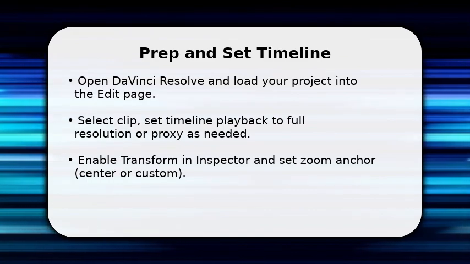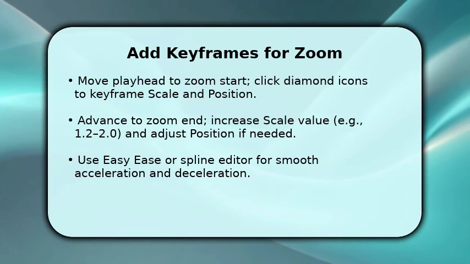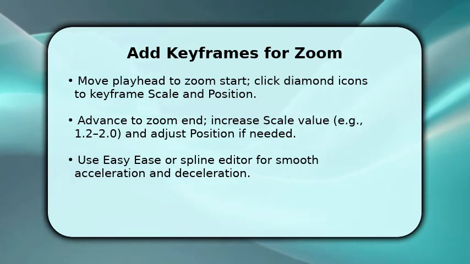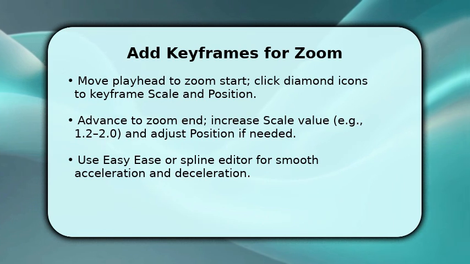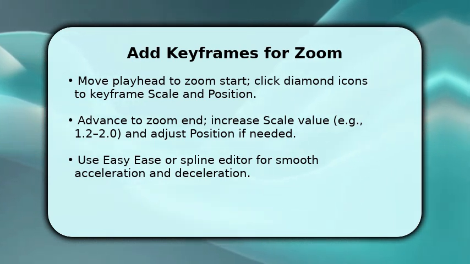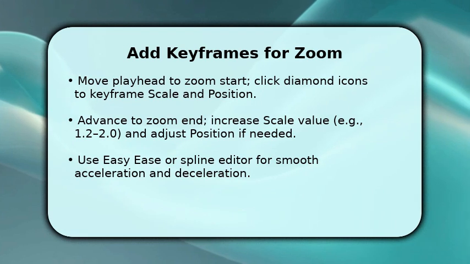Now you add keyframes. With the playhead at the start, click the diamond next to zoom/scale and position to lock the initial state. Move the playhead to the endpoint and increase scale to the desired zoom amount while nudging position so the subject stays framed.